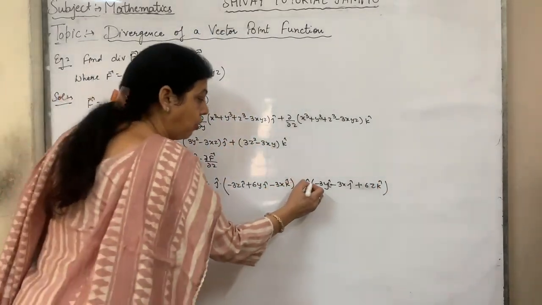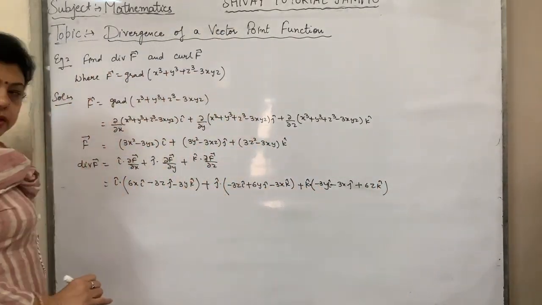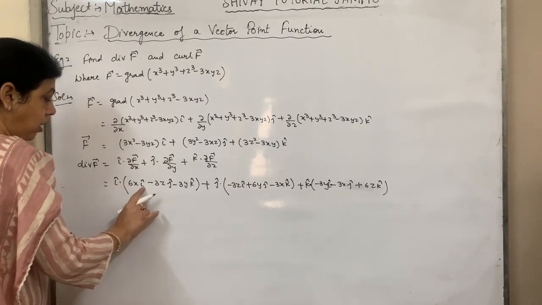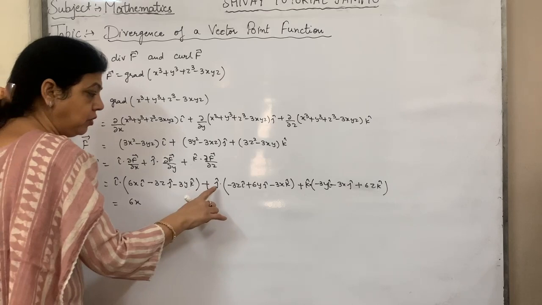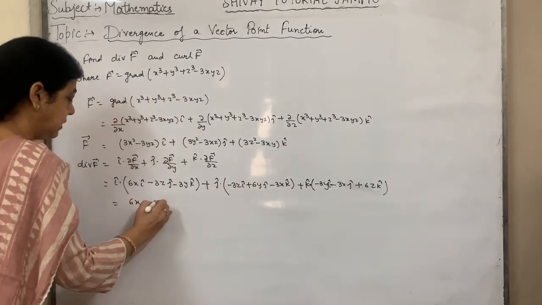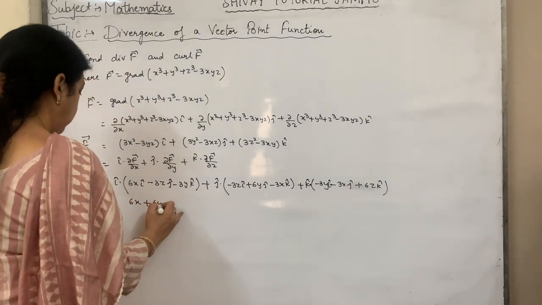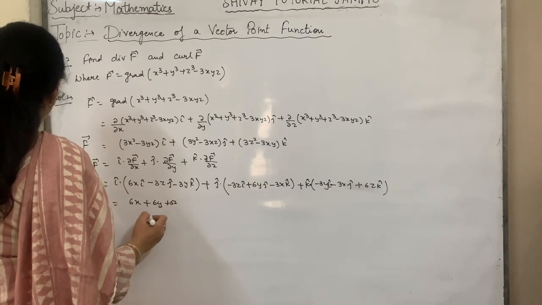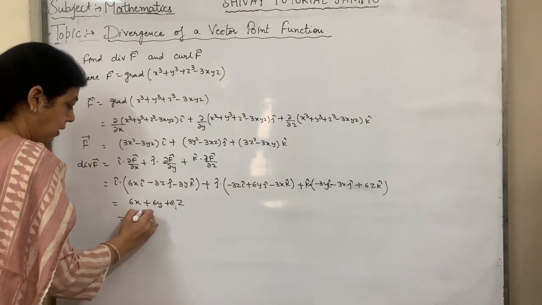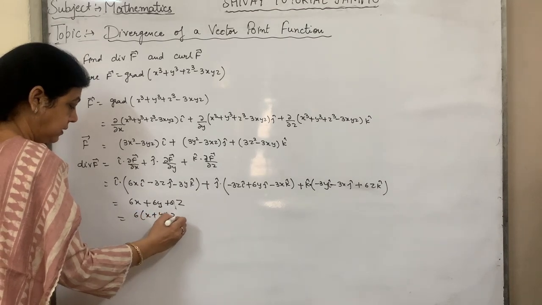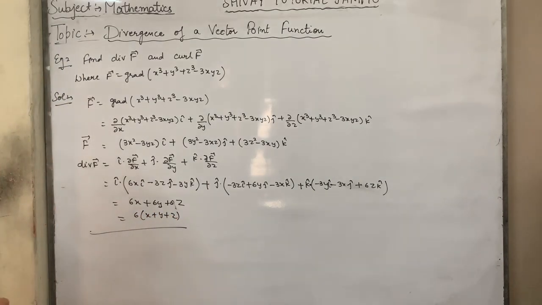Clear? And this is dot here. Clear? Now, I will do dot product with i only. It will become 6x. These two terms are 0. j with j, 6y, and next is 6z. Clear? You will get the answer 6 common, x plus y plus z. This will become div of f.